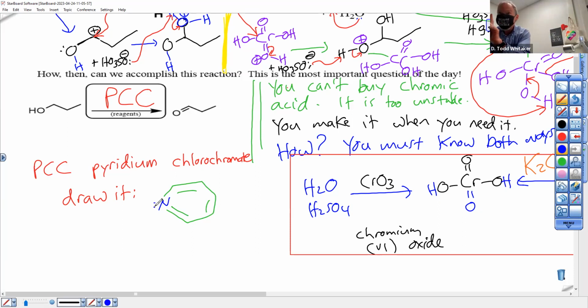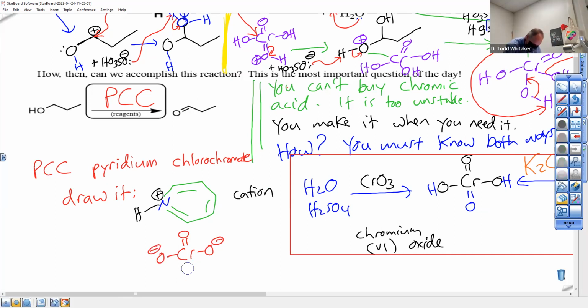The name says pyridinium. What do you do what you just said? Well, I'll do what I said. No lone pair. It reacted and it picked up a proton. So there's your cation. What's your anion? It's listed right above it. Draw chromate. That's chromate from your 141 days, right? Yeah, it is. I promise. But replace one of the O's with chlorine. Chlorochromate.